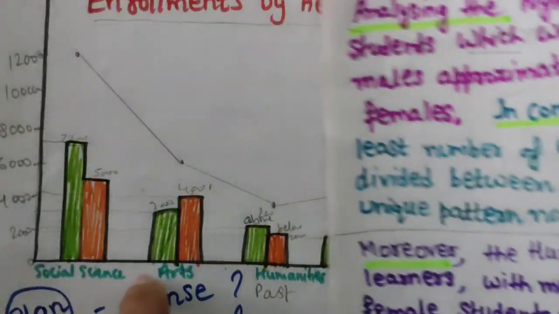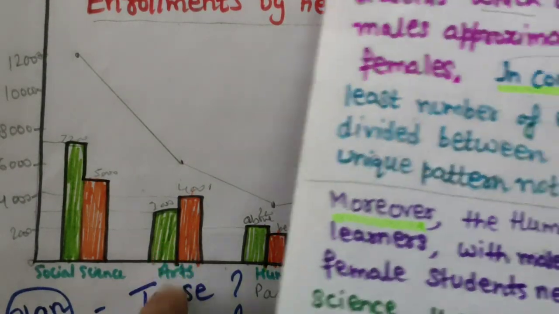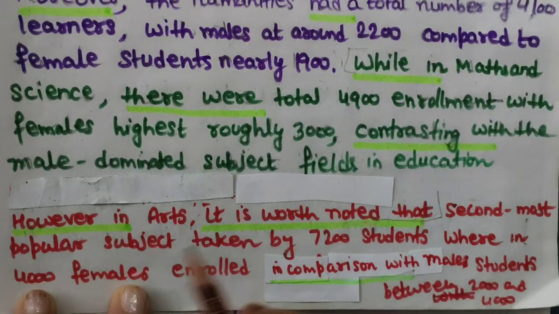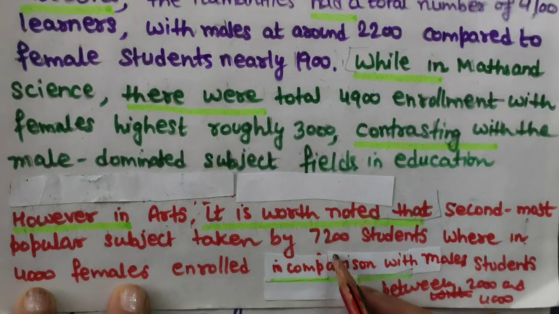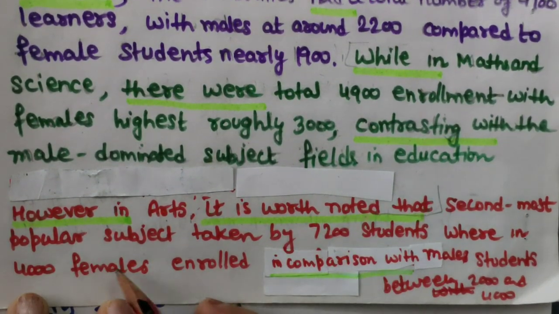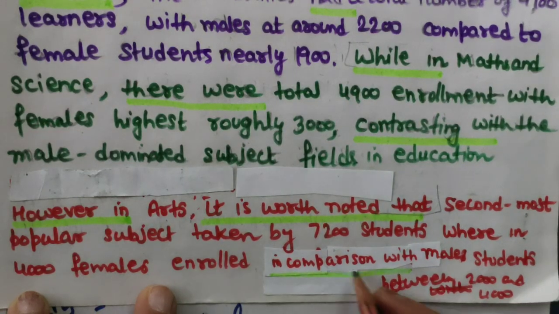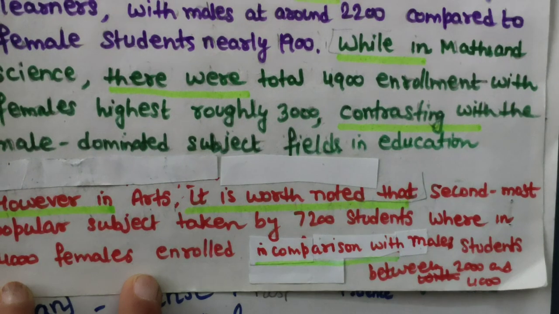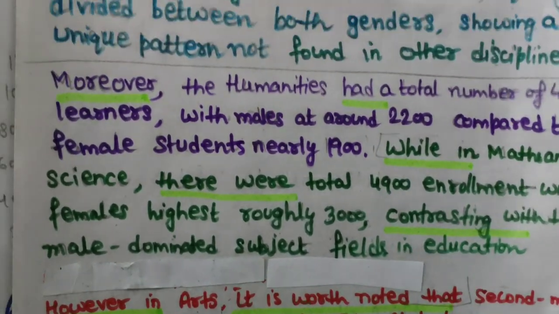Now third, this last one, arts, second highest. However, in arts it is worth noting that it was the second most popular subject taken by 7,200 students, wherein 4,000 females enrolled in comparison with male students between 2,000 and 4,000. So this is your task 1.